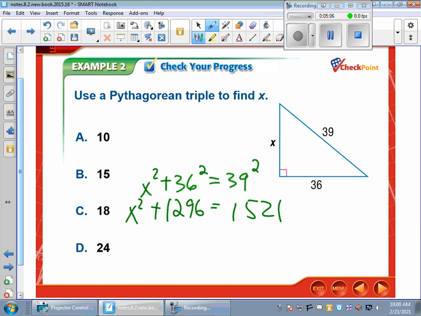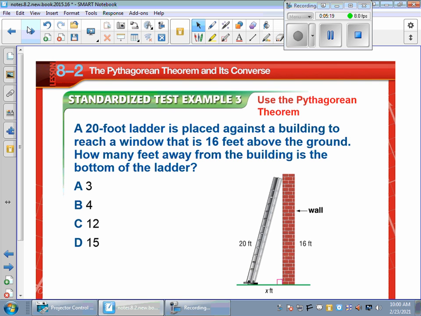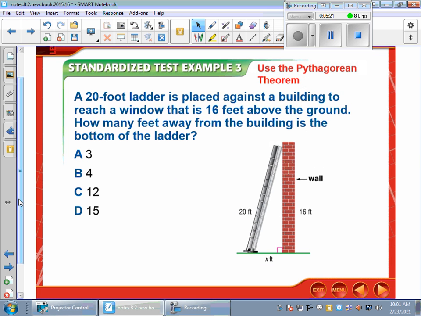And x squared with it, you subtract over. So we have x squared is going to equal 225. And when you square root that, you find that the answer is B, which is 15. Now they're going to apply it to a real life type of a story problem here.